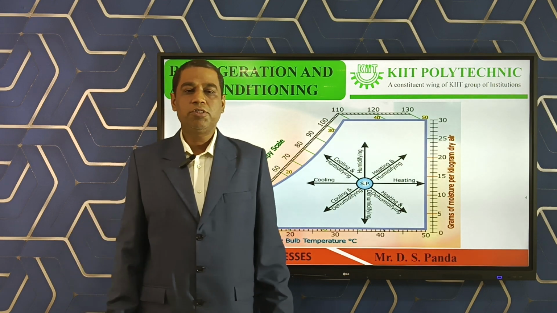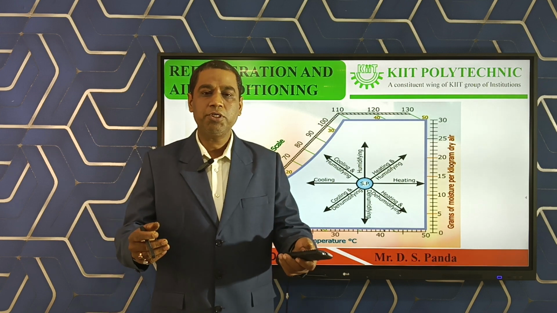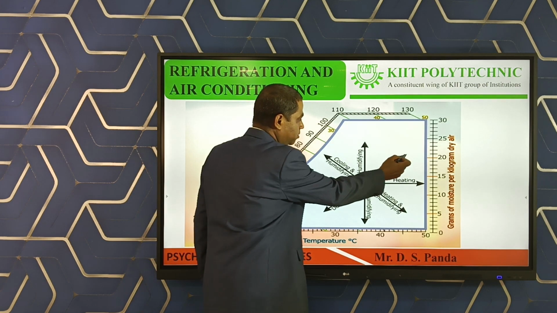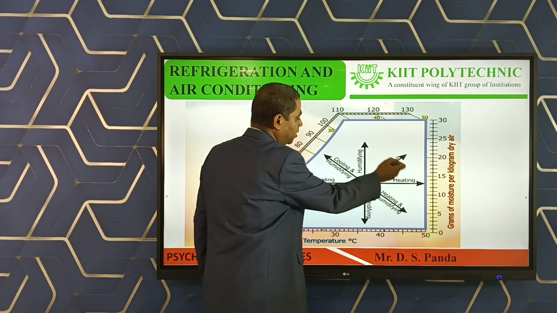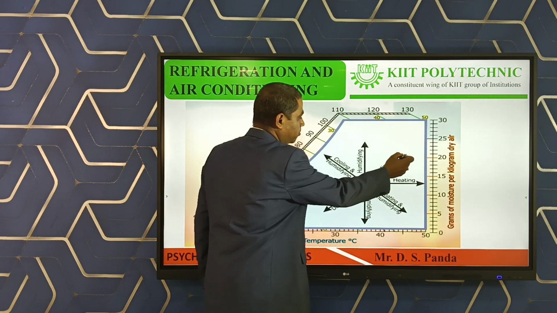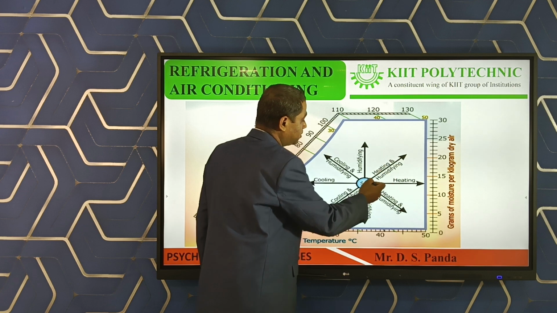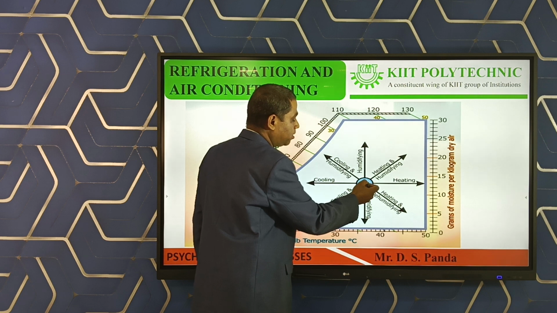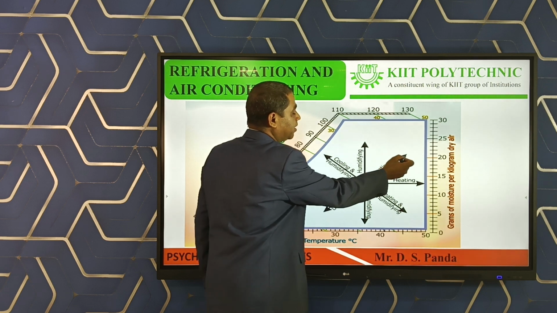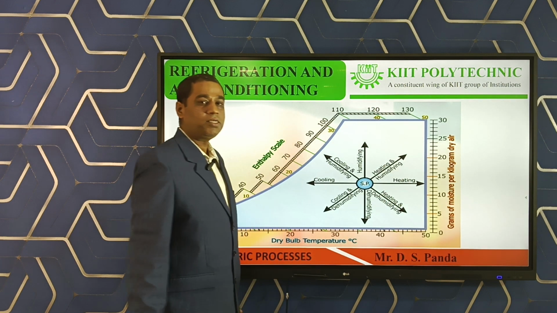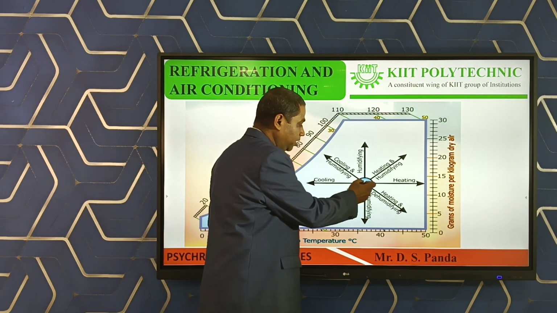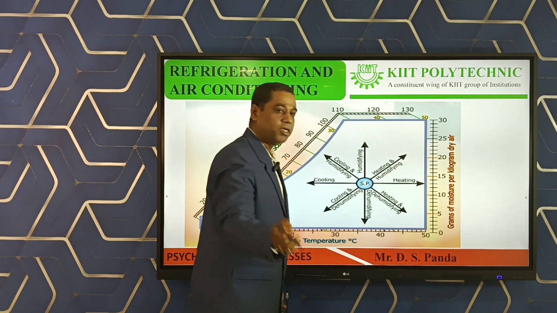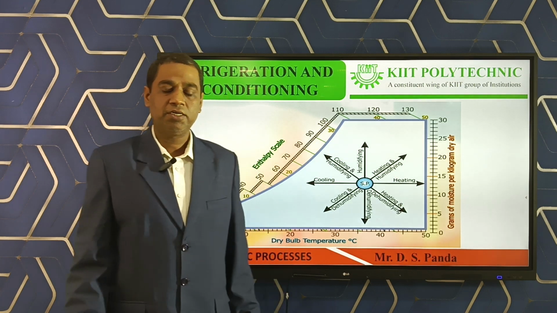We are using the process to increase the dry bulb temperature and simultaneously increase the humidity. Suppose this is the initial state and this slope line goes towards the northeast. It is heating and humidification. At the initial point and the final state, the dry bulb temperature definitely increases, and at the same time the specific humidity at the initial state and the final state also increases.